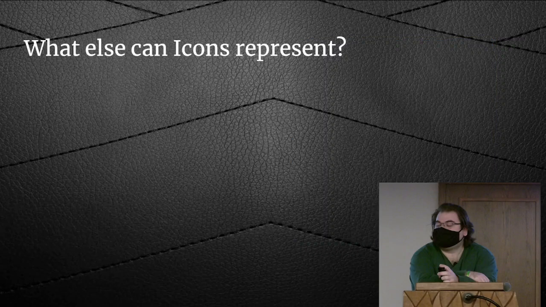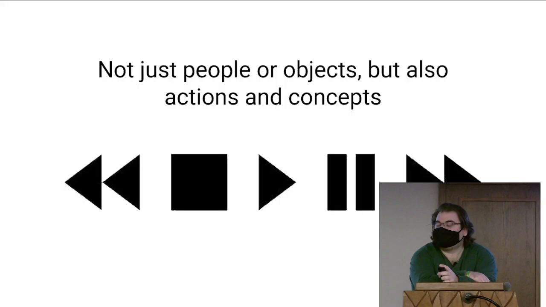What else can an icon represent besides, say, a person in a wheelchair that you can see? Well, not just people or objects, but also actions and concepts. Can anybody tell me what these symbols mean? Yeah. So we got ourselves rewind, and we got stop, and we got play, and we got pause, and we got fast forward. These all became popular symbols that you saw on tape decks and CD players.